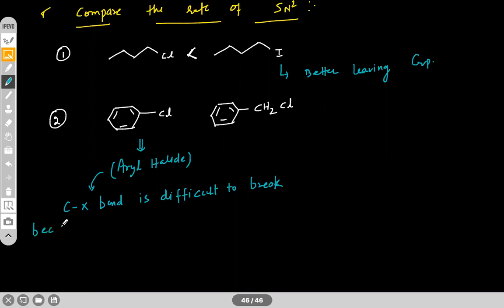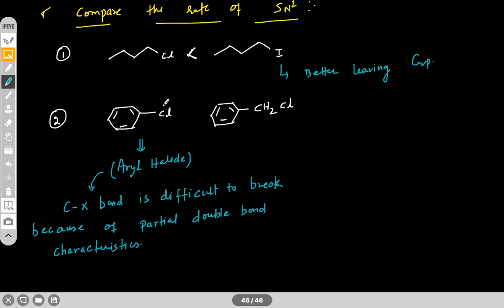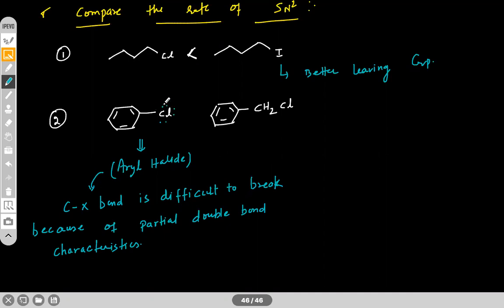Because of the partial double bond characteristics. This pi electron, the lone pair that we have here, is actually in resonance with the ring. If you see, this comes over here, this goes over here, right? Pi sigma lone pair, the conjugation. Hence, we develop here a partial double bond characteristic. So because of this partial double bond characteristic, the carbon halogen bond is strong, right?